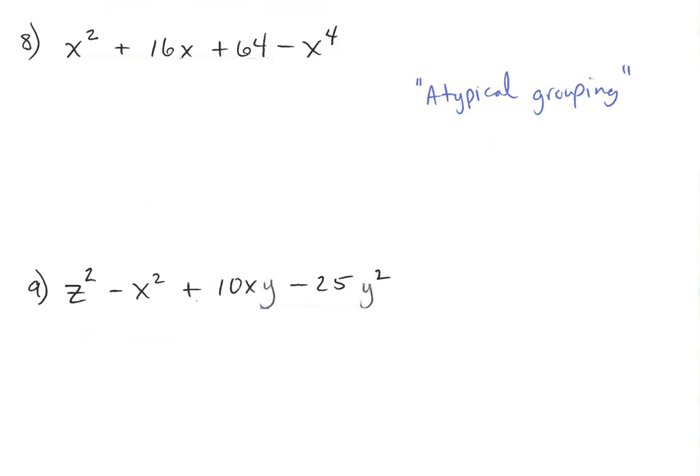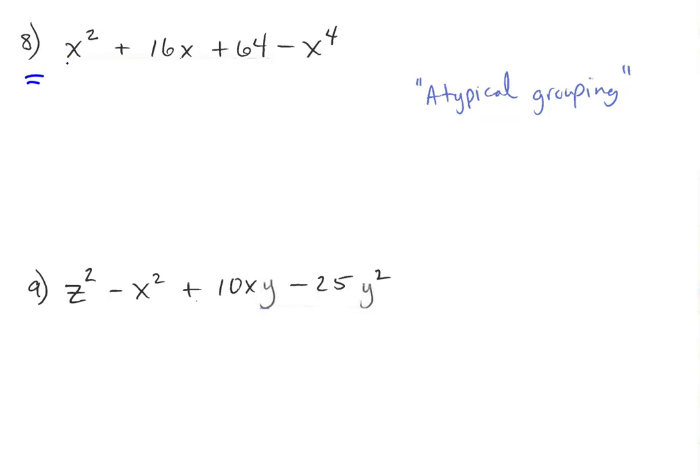Let's try another example. This one begins as x squared plus 16x plus 64 minus x to the fourth. So we're going to jump to the top of our factoring steps outline, as we do with every problem. And step one is check for a greatest common factor for all the terms, but there isn't one that works for all 4 terms in this case, so we skip on, count the number of terms.